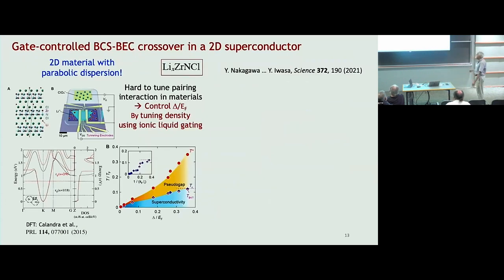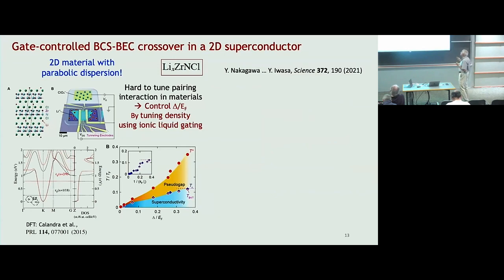There's this very beautiful work by the Iwasa group at the University of Tokyo. They looked at the seemingly very complicated material, lithium doped zirconium nitrochloride. Now this has a parabolic dispersion, band theory tells you that. It has a constant density of states, it's very two-dimensional. And you can't really tune the interaction as you do using Feshbach resonances in cold atoms. So you might think, how can you ever get BCS-BEC crossover here?